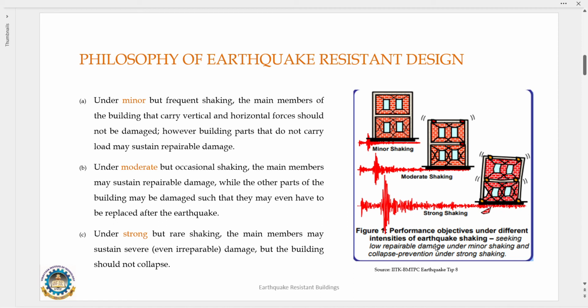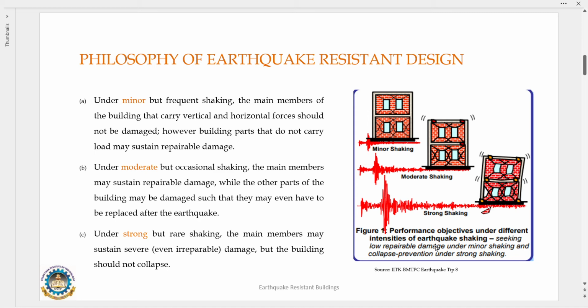The traditional earthquake resistant design philosophy requires that the normal building should behave as described here. That is, first, under minor shaking, which is frequent, the main members like beams and columns should not be damaged. However, building parts that do not carry the load, such as partition walls, may sustain repairable damage.